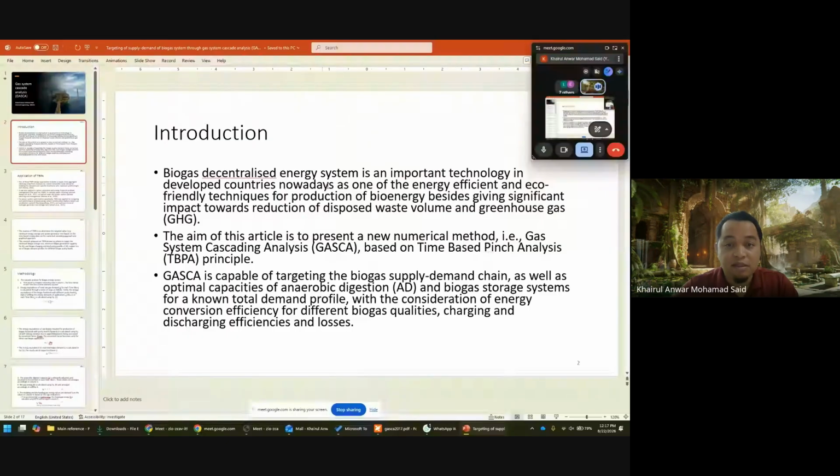The biogas decentralized system is an important technology being developed in many countries nowadays, as one of the energy efficient, eco-friendly techniques for production of bio energy, besides EVs or petrol, with reduction of disposed waste volume and greenhouse gases.